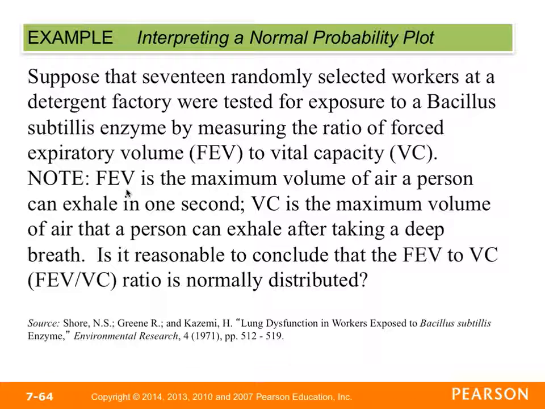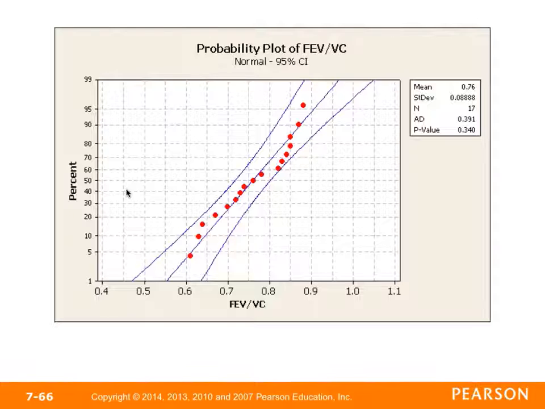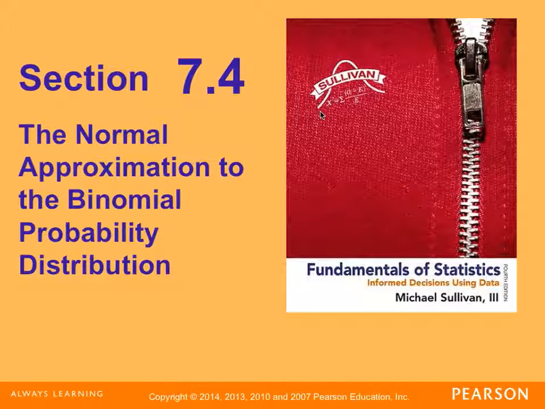Okay, let's look at this one here. Suppose that 17 randomly selected workers at a detergent factory were tested for exposure to an enzyme by measuring the ratio of forced expiratory volume and vital capacity. Hopefully I read those correctly. Is it reasonable to conclude that FEV and VC, the ratio, is normally distributed? So we have some values here. Again, we're going to use Minitab or StatCrunch to create our normal probability plot. And you'll see that this is approximately linear, and we don't have any values that are outside of our bands. So it is reasonable for us to believe that it is normally distributed.